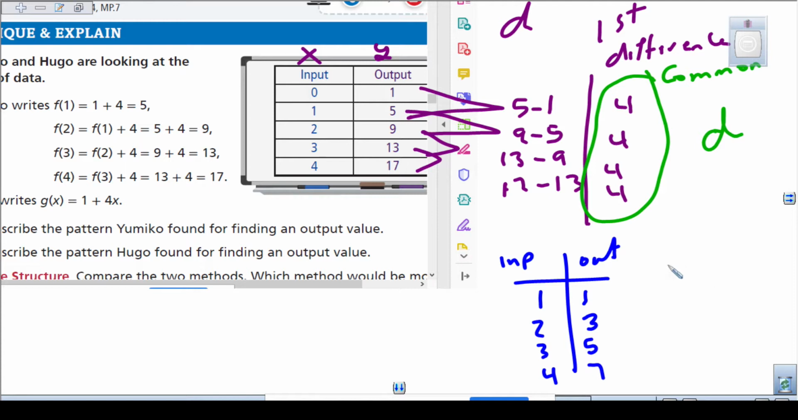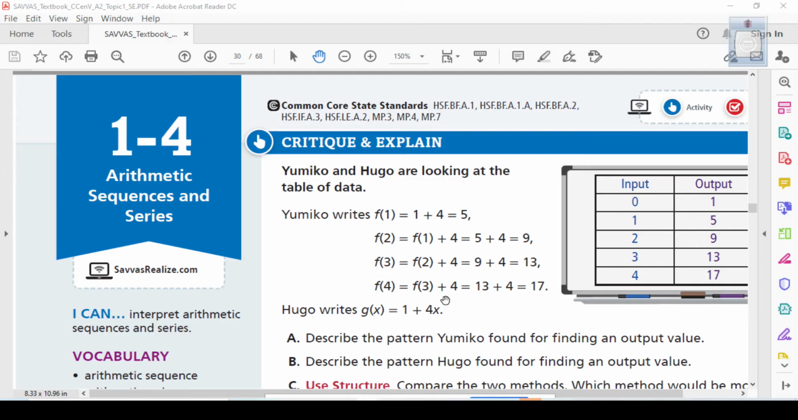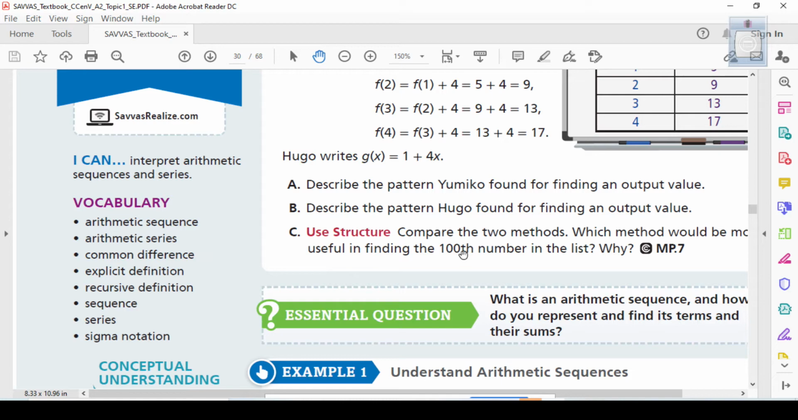Good. Somebody right now just told me the common difference is 2. Actually, more than one person said that. There's a 2 here. 3 minus 1 is 2. That's a 2. That's a 2. And these are common, repeated values. So the common difference, or D, equals 2. Simple? Good. So that's the basic idea here.